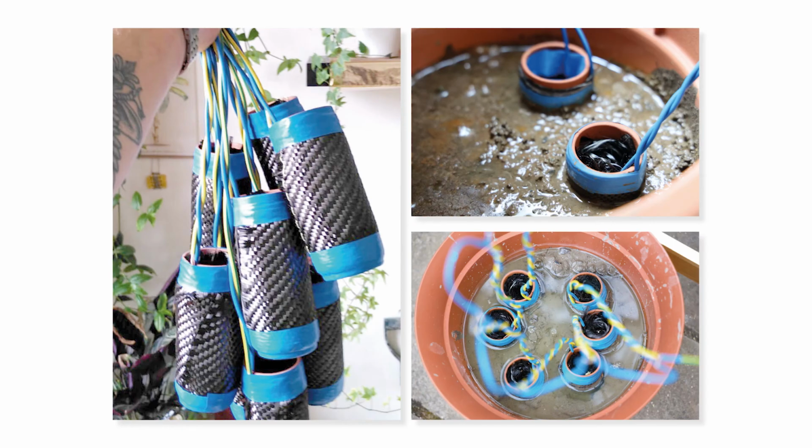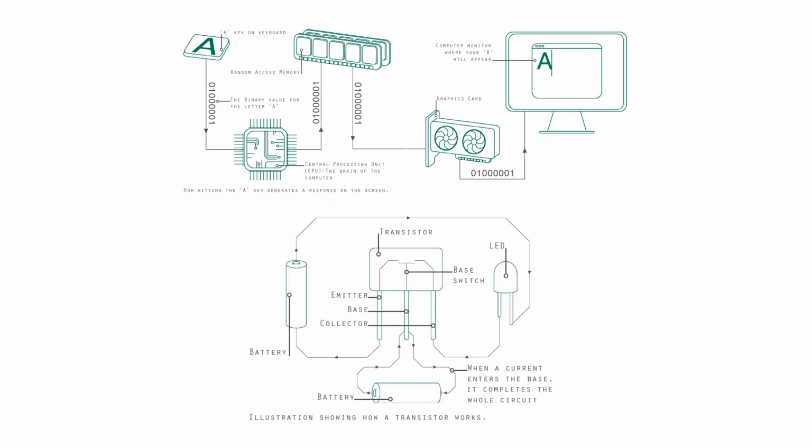The pictures on the right show the microbial fuel cells submerged in the bacteria-rich medium, the mud. I've already explained how these work, so I won't linger too much on this slide. It's just to provide a little bit more context. The top illustration here explains a bit more about how a computer uses electrical signals, and these electrical signals are in the form of binary codes.